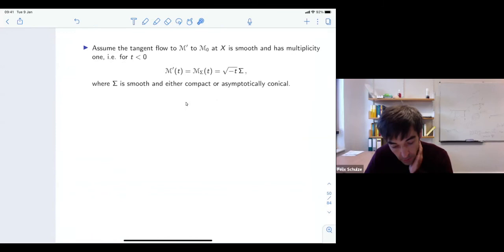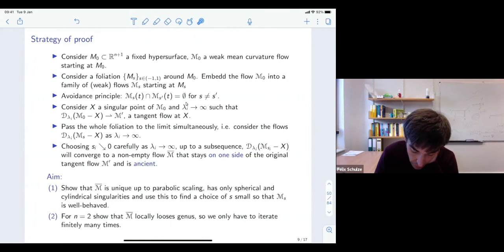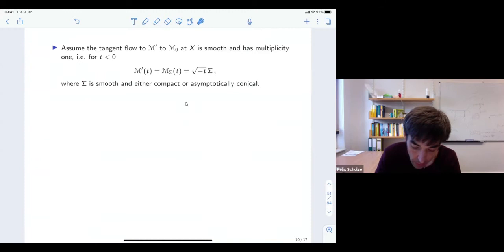Okay, now let's understand this a bit better, how do we get this characterization of this ancient one-sided flow? Now, this is our original central flow, M0. This is the singular point, and this is the tangent flow. We assume it's smooth and has multiplicity 1, so we can write it as we usually think about this, where this is a smooth shrinker, which is either compact or asymptotically conical.